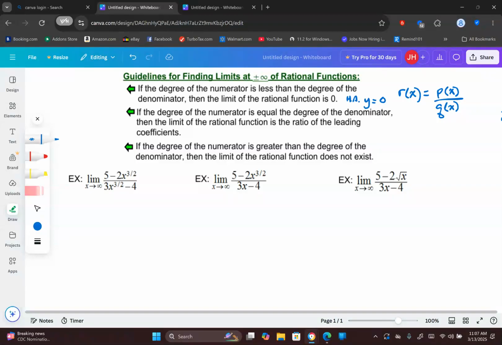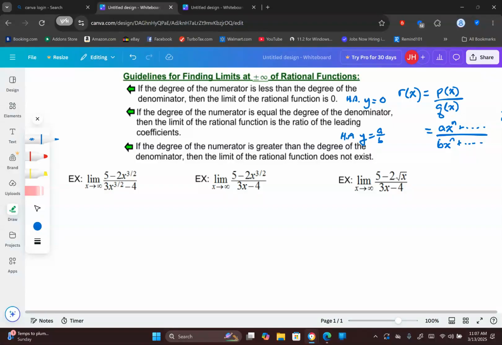Now, if the degree of the numerator is equal to the degree of the denominator, so let's say the first term on the top was a x to the n plus yada, yada, yada. And the bottom was b x to the n plus yada, yada, yada. And you'll notice the degrees are the same. The limit is going to be the ratio of those leading coefficients. So the limit is going to be a over b. Now, if the degree of the top is bigger than the degree of the denominator, the limit is not going to exist because that graph is either going to go to infinity or negative infinity. And we can talk more about that as well.